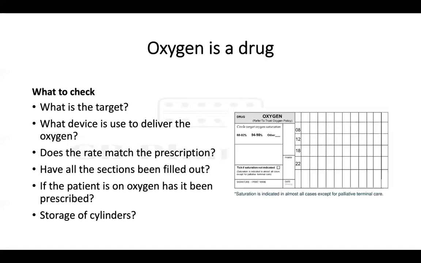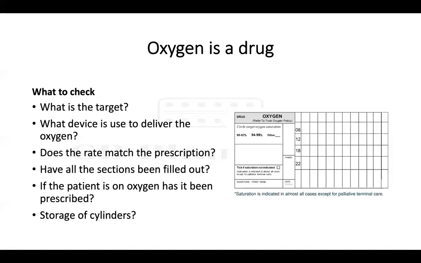Another point on this is making sure that when things are driven by oxygen, such as nebulizers, that's accounted for in the oxygen intake. Some drugs are driven by oxygen, others are driven by air, so just make sure that's the case.